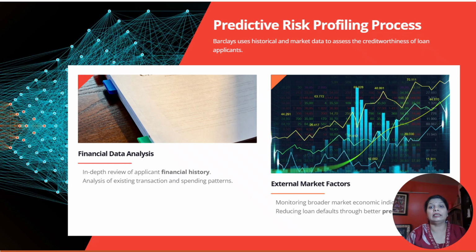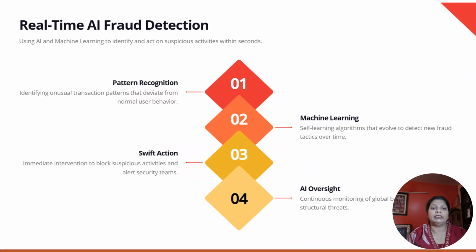Overall, this process illustrates how predictive analytics transform data into proactive risk management. Moving further, we see one of the major aspects in banking is the real-time AI fraud detection. So Barclay uses AI and machine learning to detect and respond to fraud in real time. And how do they do it? So first, the very first step is pattern recognition.